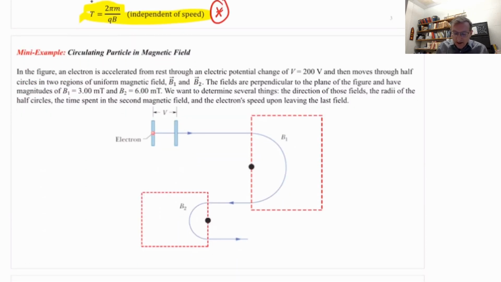Mini example, circulating particle in a magnetic field. Okay, what's happening in this figure? We have a charged particle. Well, it happens to be an electron. It's going to be accelerated from rest through an electric potential change of V equals 200 volts. I'd be more inclined to call it delta V, but this picture calls it V. Okay, so an electron is accelerated from rest by an electric field, and therefore an electric potential difference. And the direction of that acceleration in this particular diagram is that way.